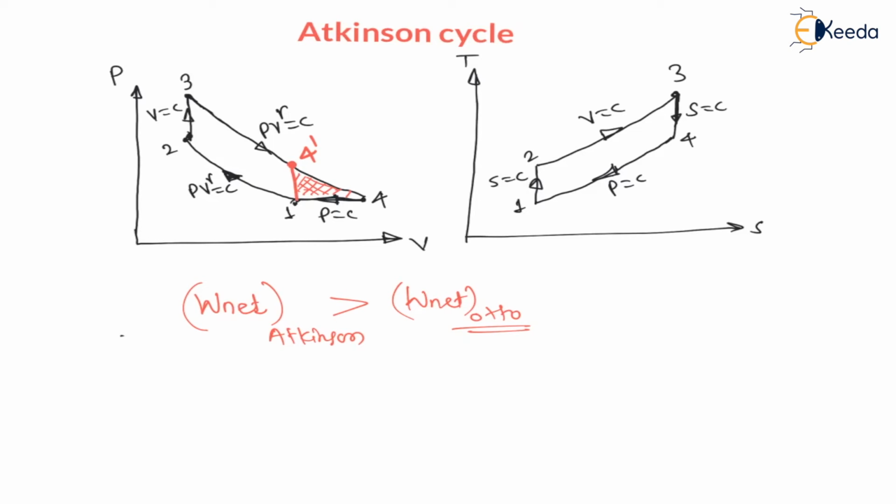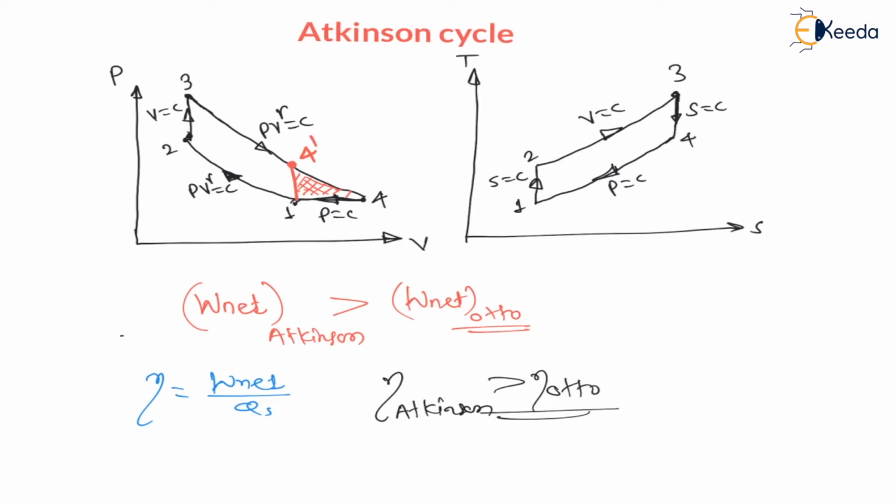And my dear students, here 2 to 3 is heat supply, and efficiency of any cycle is nothing but net work output divided by heat supply. And here 2 to 3 process, which is the constant volume heat supply process, is same for both Otto as well as Atkinson cycle. Therefore, as W net is more for Atkinson cycle and heat supply is same for both cycles, we can say efficiency of Atkinson cycle is more than efficiency of Otto cycle, right?